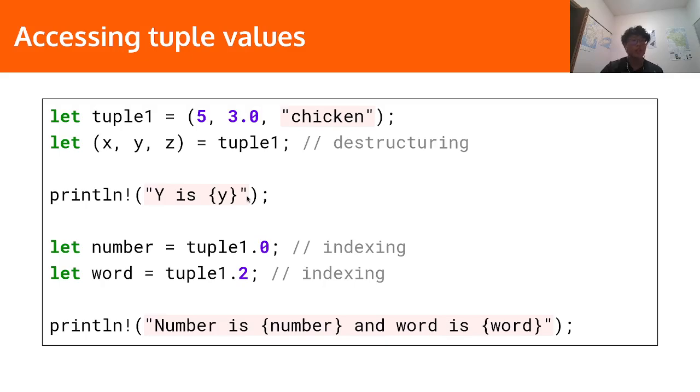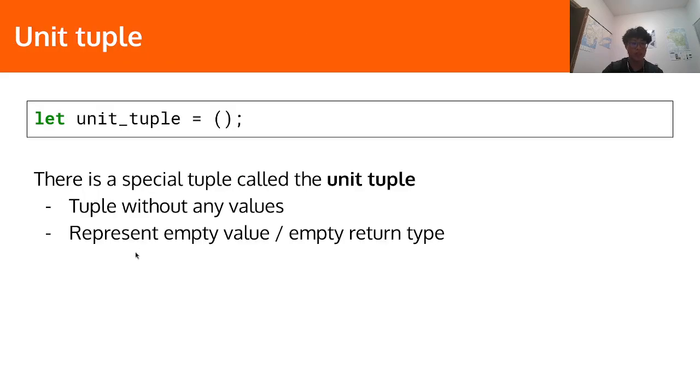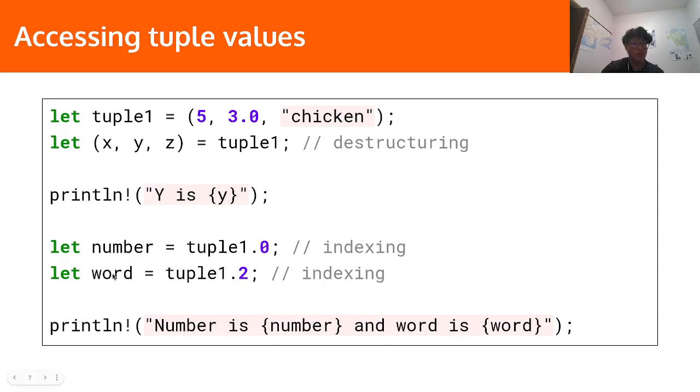If I try to println y is y here, it will actually print y is 3.0. Another way to access tuple values is through indexing. For example, here I have let number equal to tuple 1, indexing the element at index 0. In this case I'll get 5, so number will become an i32 of value 5. Another example of indexing: I let word equal tuple 1.2. Index 2 is 0, 1, 2, so it will be the string chicken. If I println here, it will show number is 5 and word is chicken. So these are the two key ways to access a tuple value.